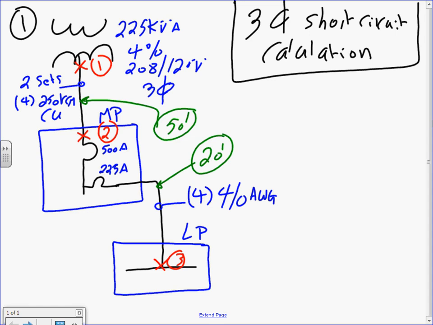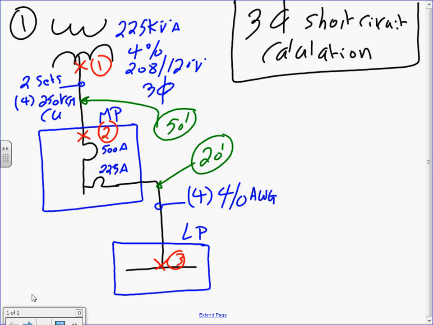And these are separate, right? We do this calculation separately, not at the same time. And we're going to go to the line side of the transformer, take phase A, phase B, and phase C, tie them together, and flip the switch on the transformer. How much current are we going to get? Cool? Short circuit.